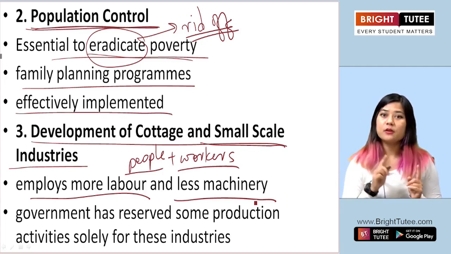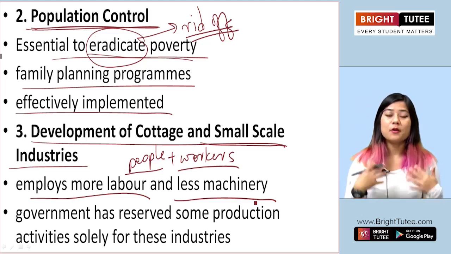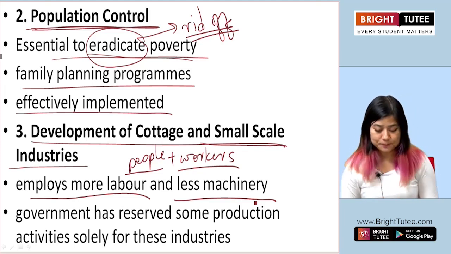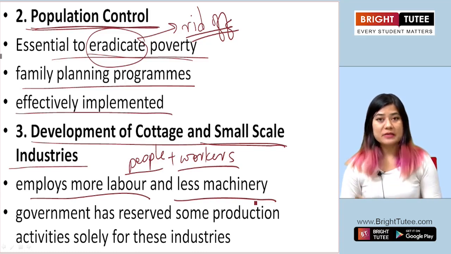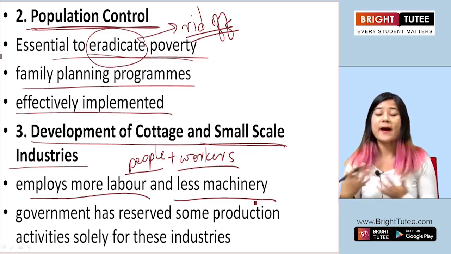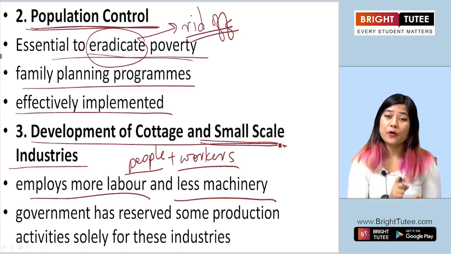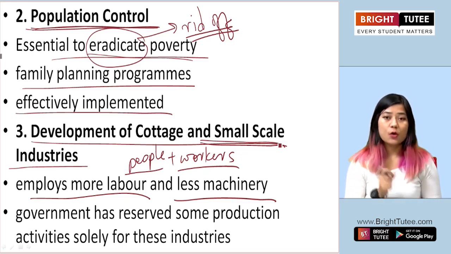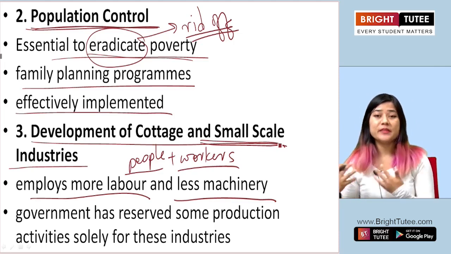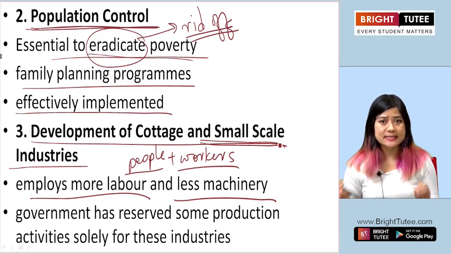But it's the opposite with the cottage and small scale industries. They depend upon more labor, more workers and less machineries. And what that means is that if there are encouragements, support provided to the small scale industries, then more people can go join and work in these industries. With work, they get money. With money, they can improve their lifestyle. They can have a better living standard and have access to basic necessities. All right.